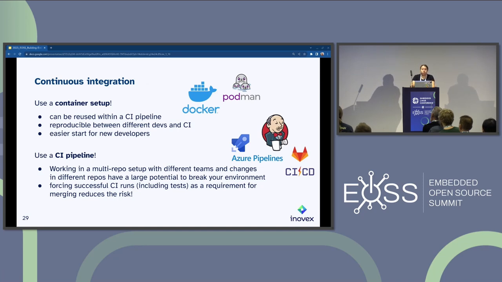Then please use continuous integration or a container setup. What you use is in general not as important as using it. Containers are needed because the AOSP tends to behave a bit weird on different platforms and different host systems, and you make it much easier for your developers if you have a container setup ready for them to start. And I think we don't have to talk about why we need a CI anymore. It reduces the risks of merging in such a large project as AOSP a lot.